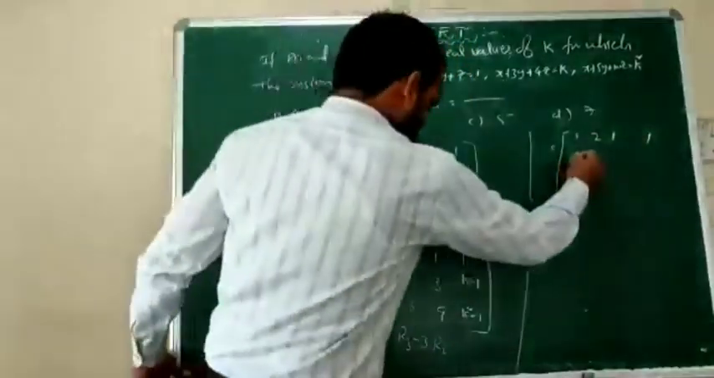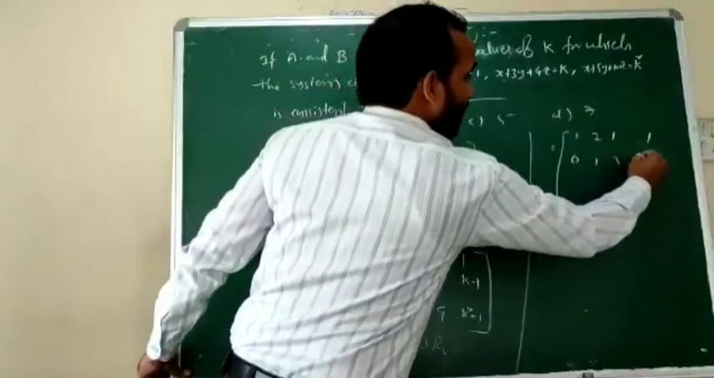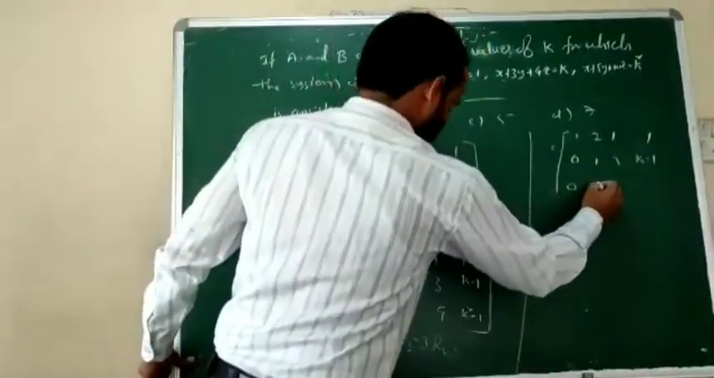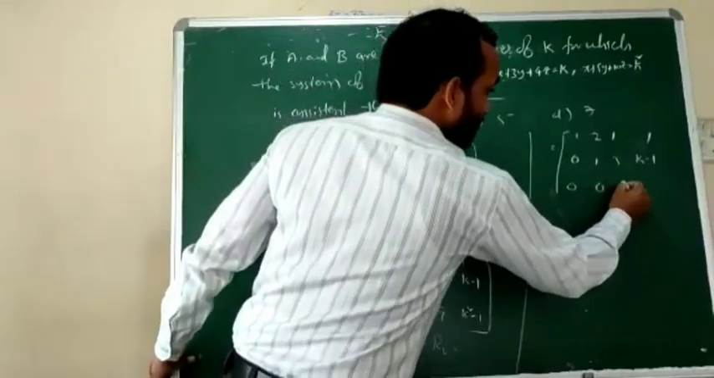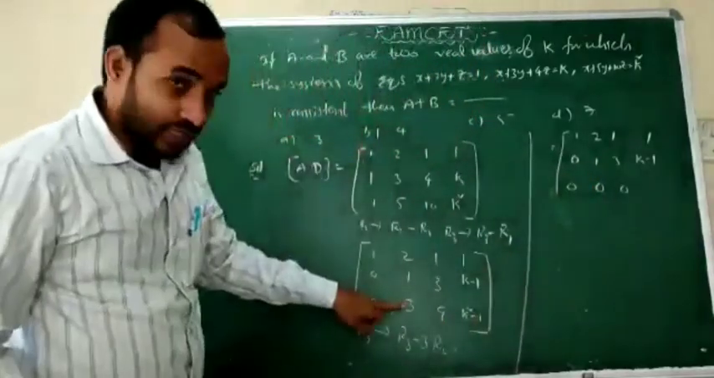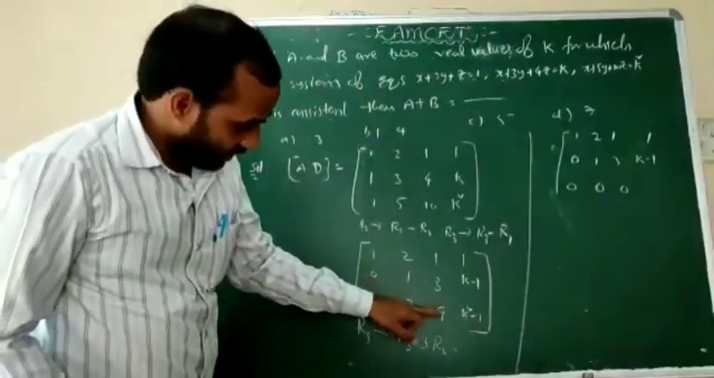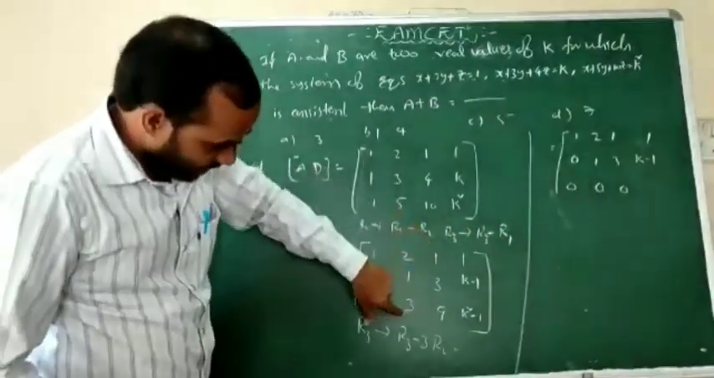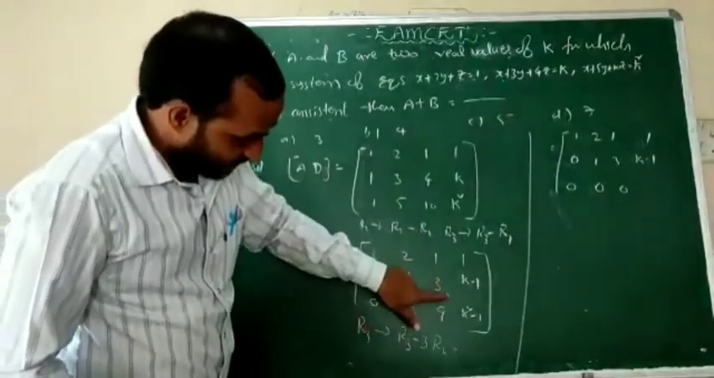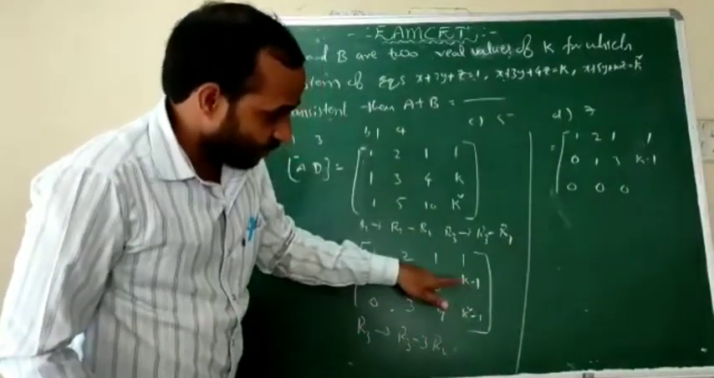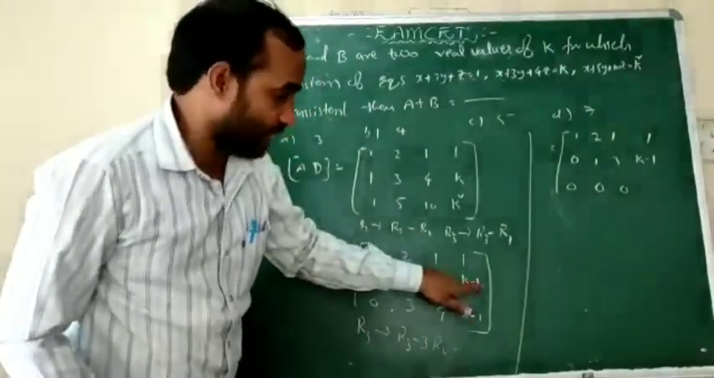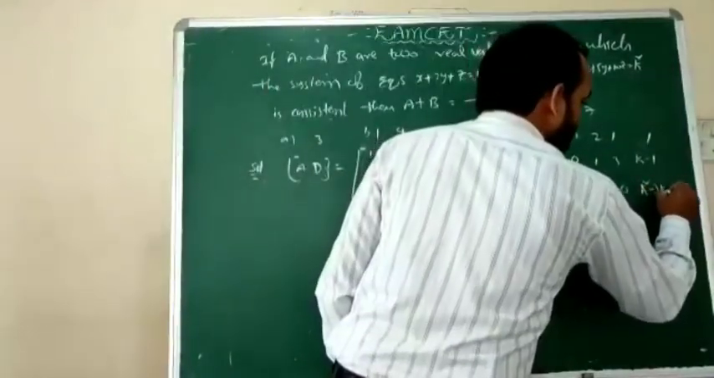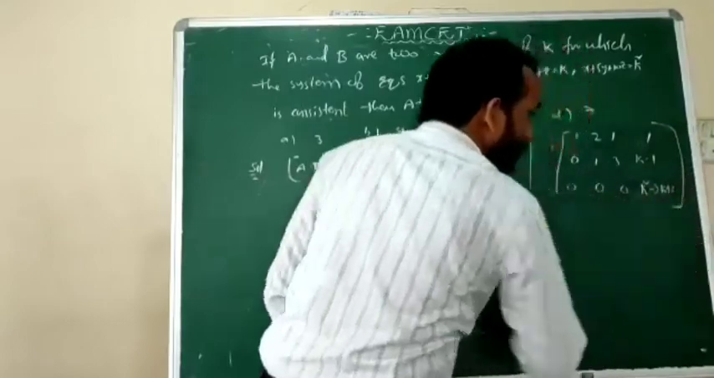Next, 0, 1, 3, k minus 1. Here is 0, here is 0, here is 0, because 3 minus 3 is 0. For the 9, R2 is completely multiplied by 3, so 3, 1, 3: 3 minus 3, 0. 9 minus 9, 0. Then k square minus 1 minus 3k minus 1 gives k square minus 3k plus 2.